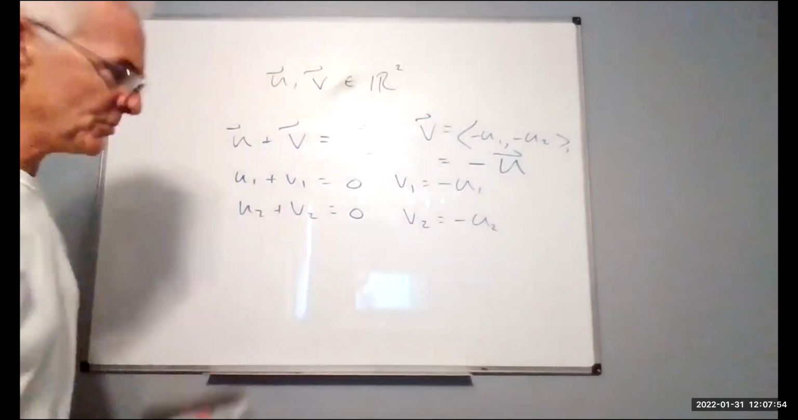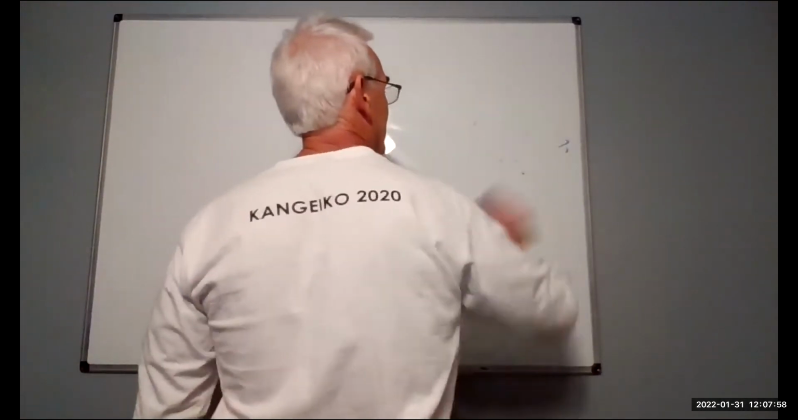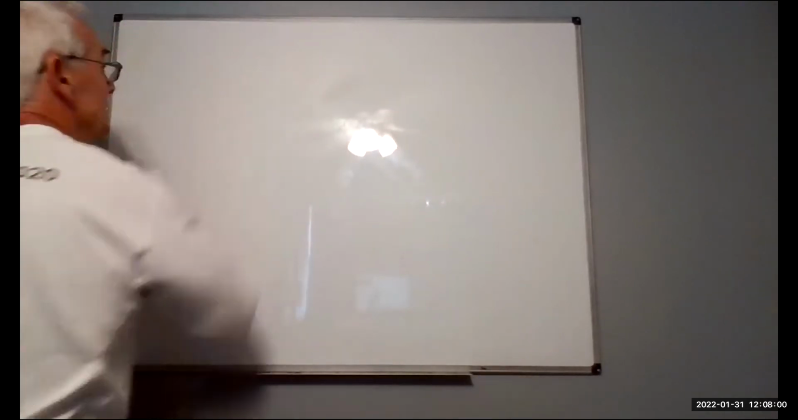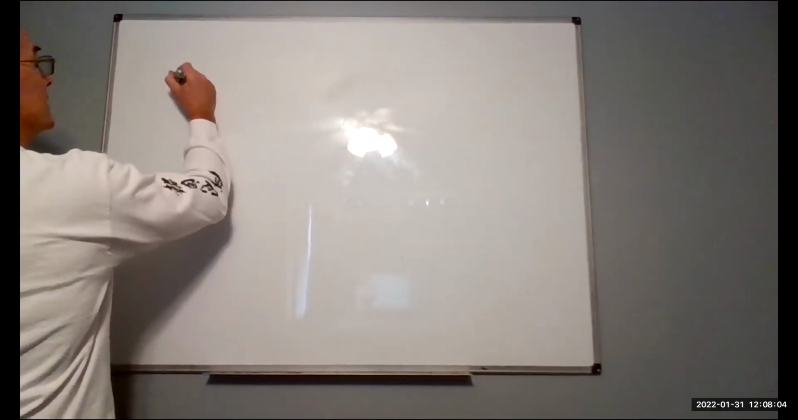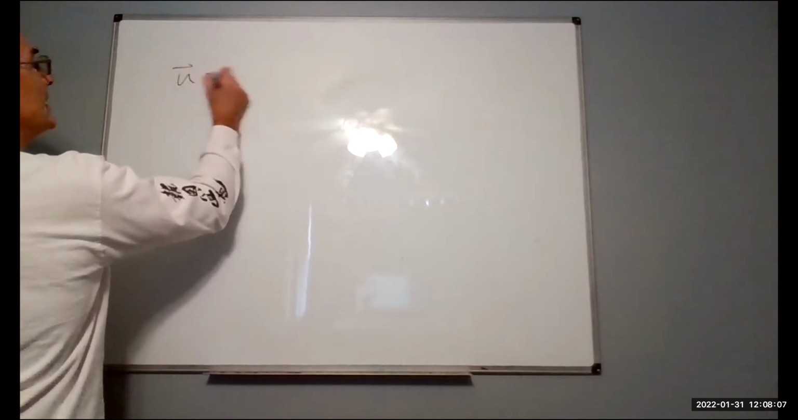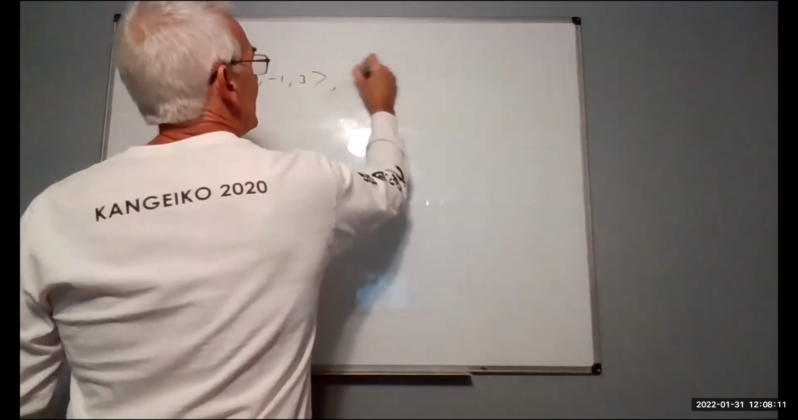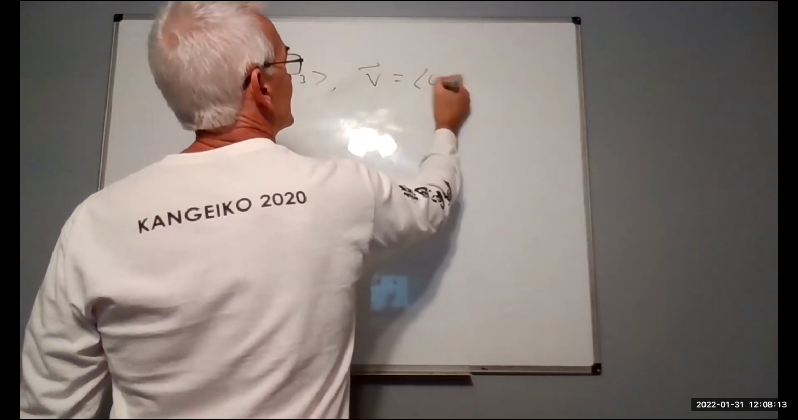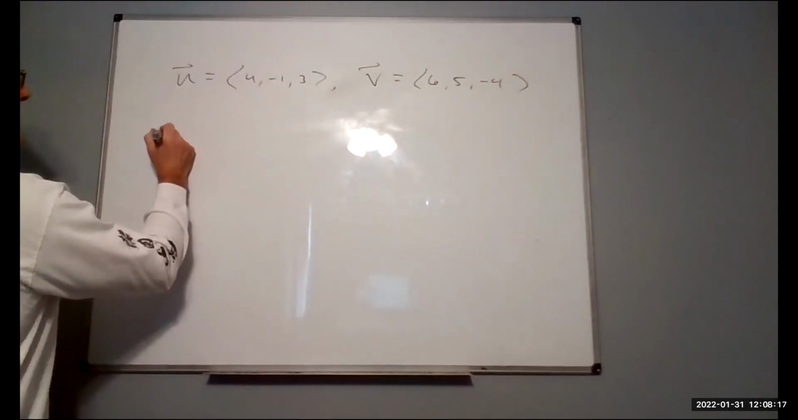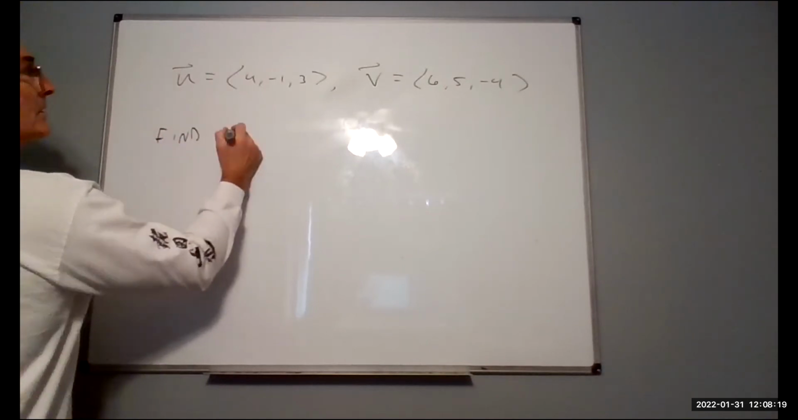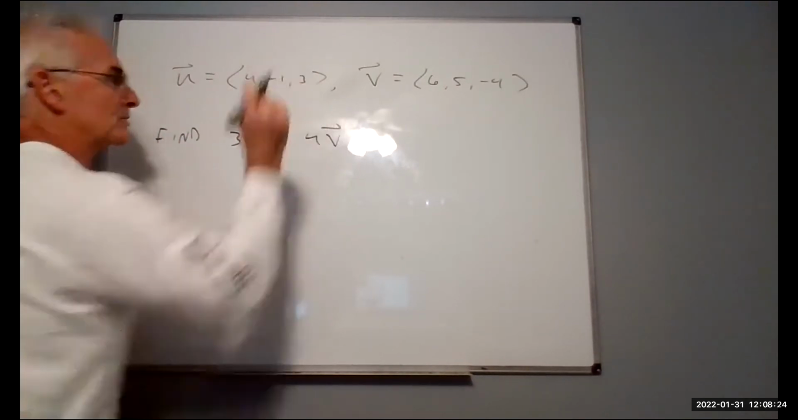So what's one of the things we do with vectors? Well, one of the things algebraically we do, and again, it's a simple exercise. Let's start with something simple in 3D. Let's say vector u is 4, -1, 3. Vector v is 6, 5, -4. I would like to find 3 times vector u minus 4 times vector v.